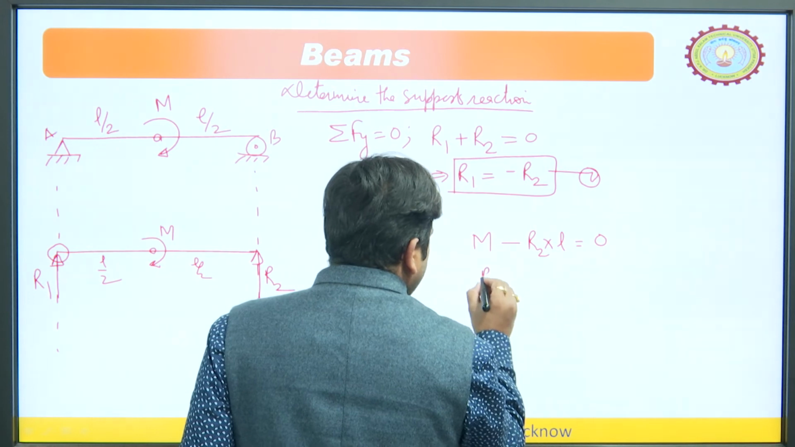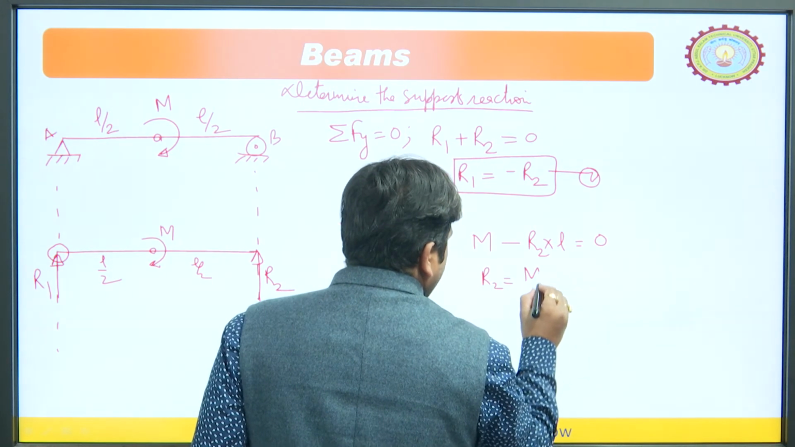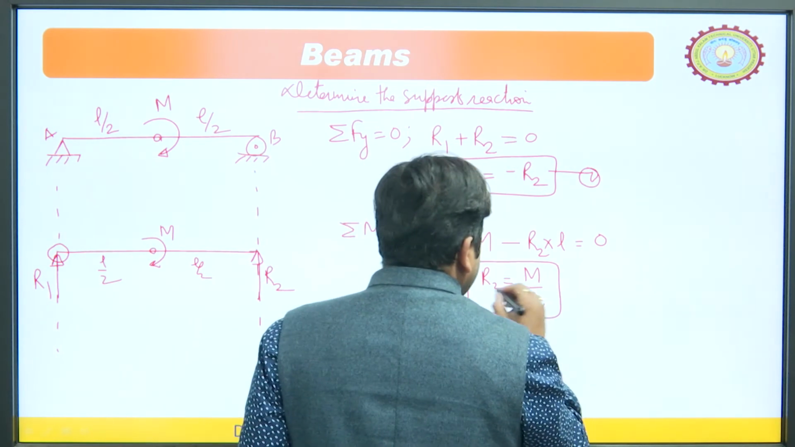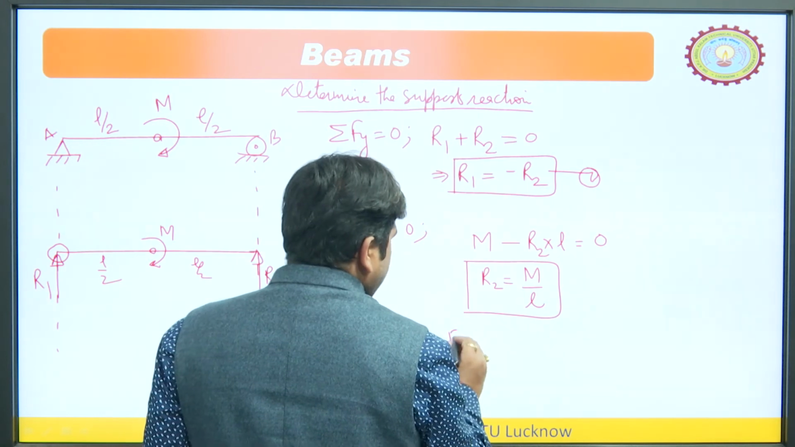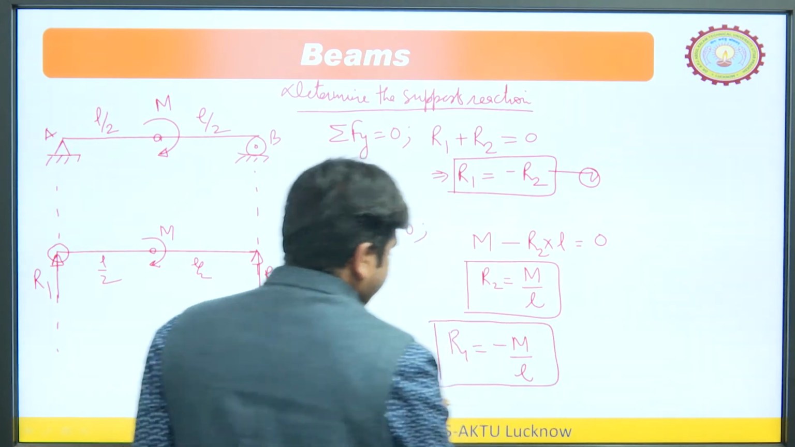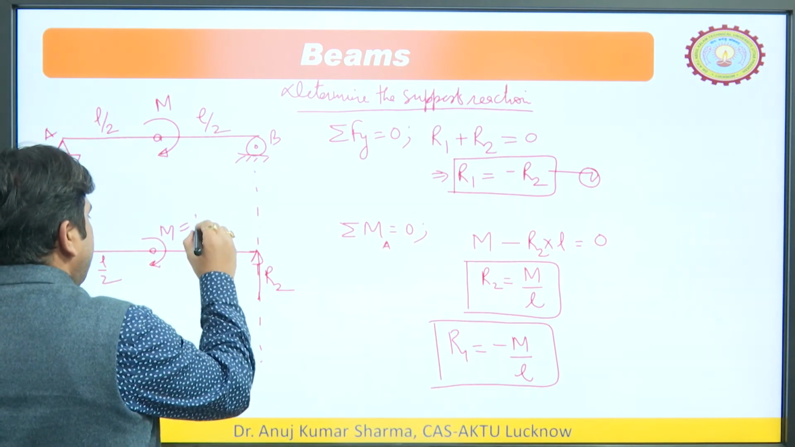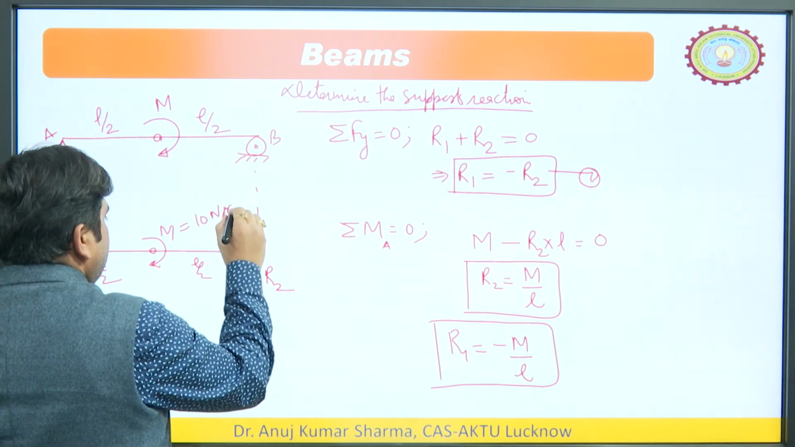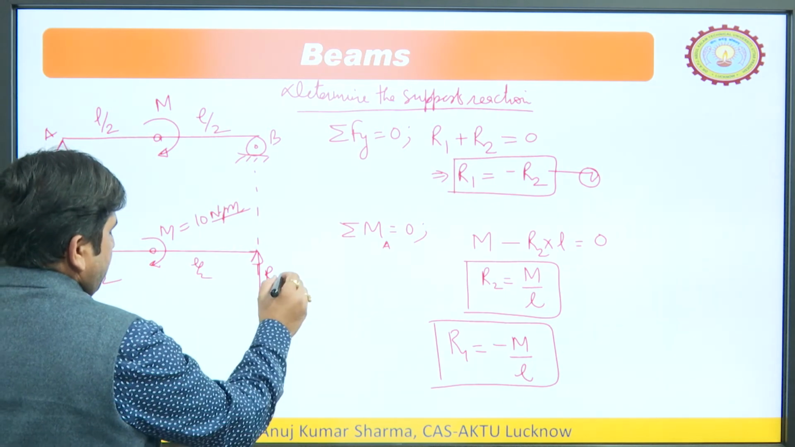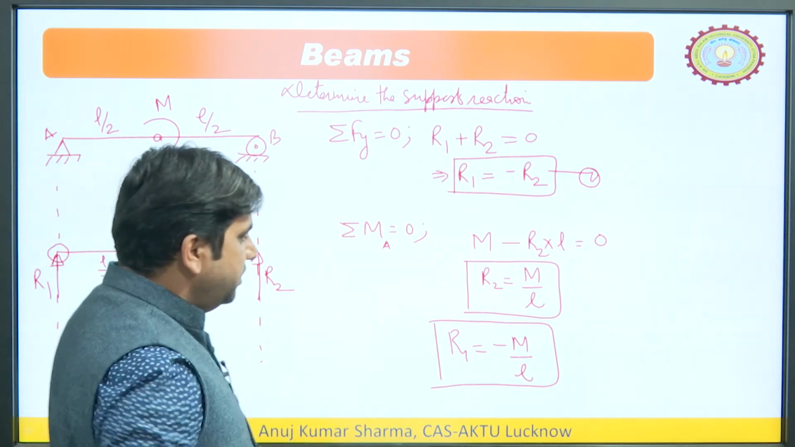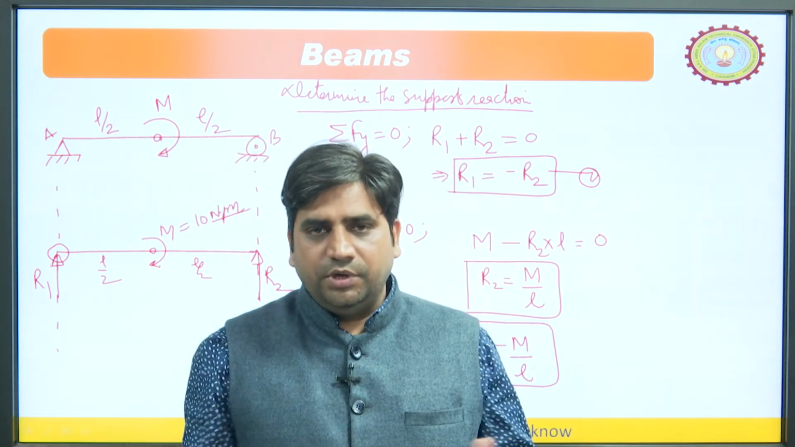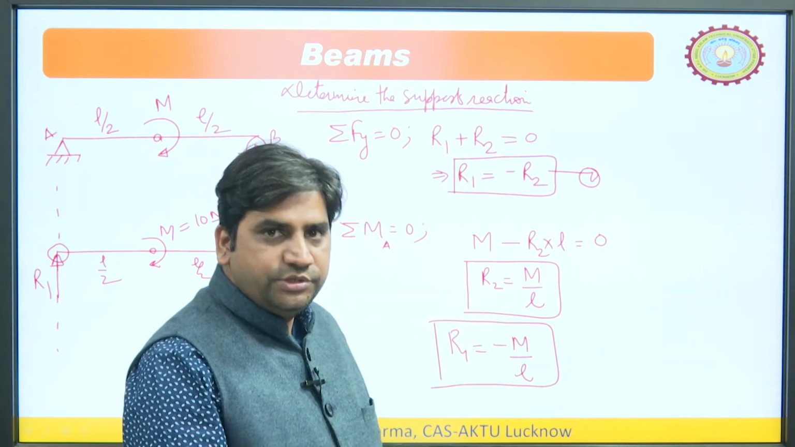It means R2 is equal to M divided by L. M is known to us, L is known to us, so you can easily calculate R2, and R1 would be equal to minus M by L. You can put a numerical value, let us say the moment is 10 Newton meter. Put this value in this and put the value of L, and you will get the reaction. Likewise we can easily calculate the support reactions.